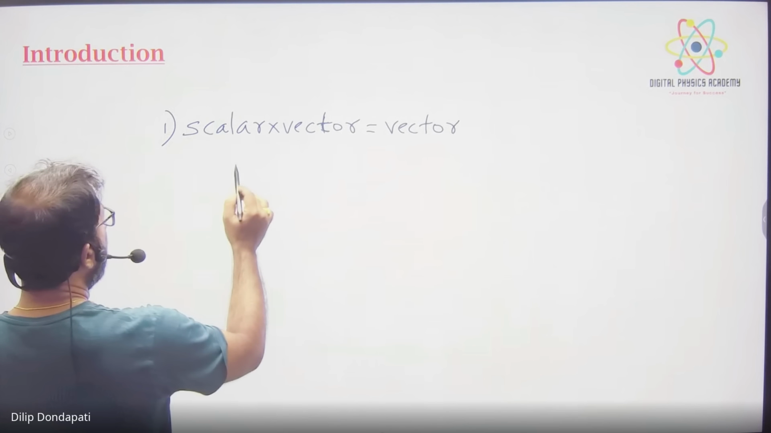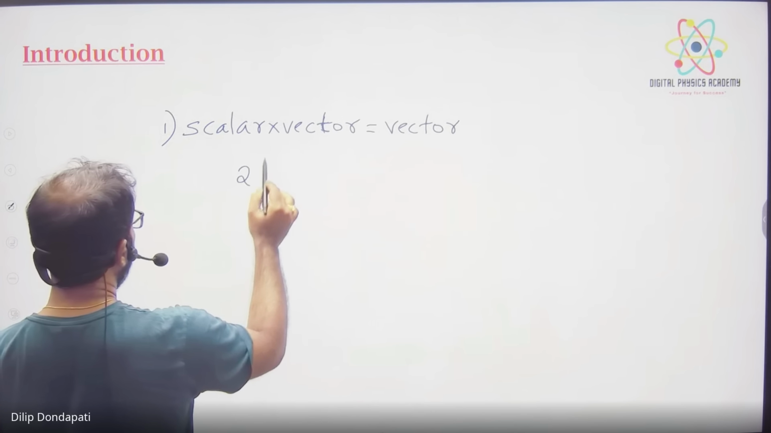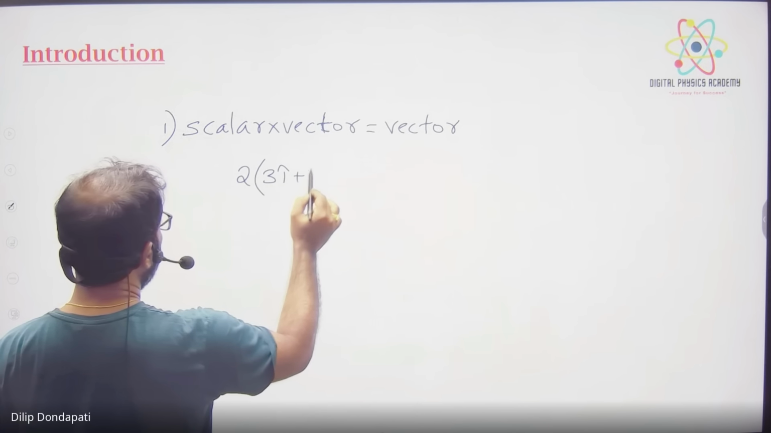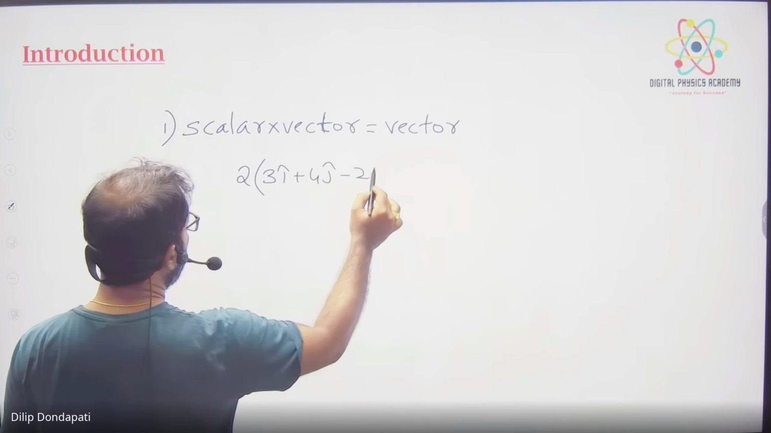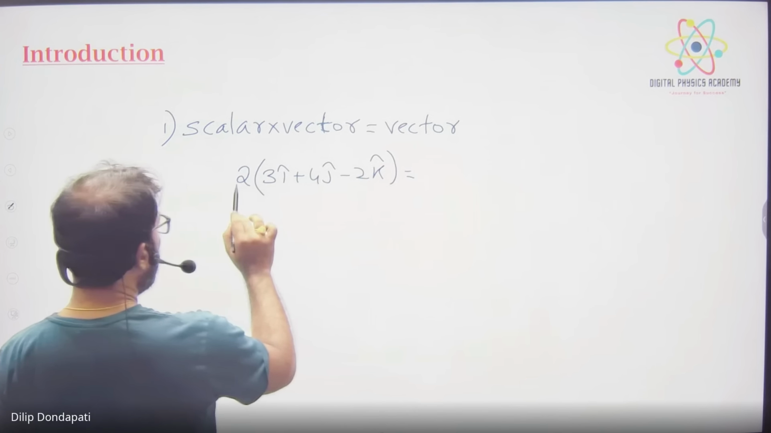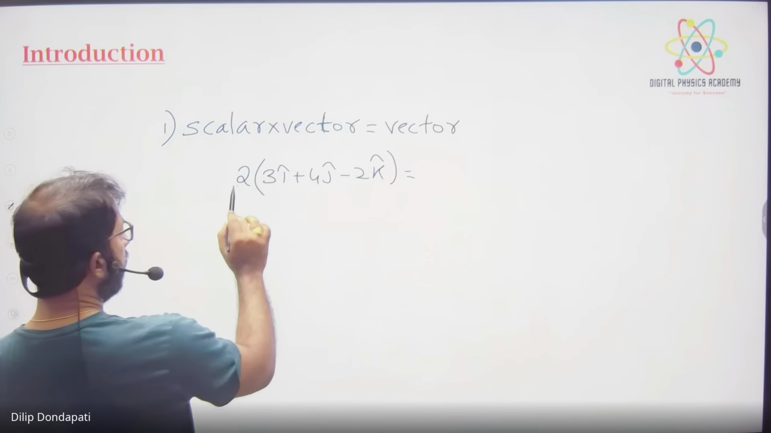And this is the example I can give: 2 times of (3 I cap plus 4 j cap minus 2 k cap). Tell me, scalar into vector. Multiplication is easy, right? So 6 I cap plus 8 j cap minus 4 k cap. This is an example of scalar into vector.